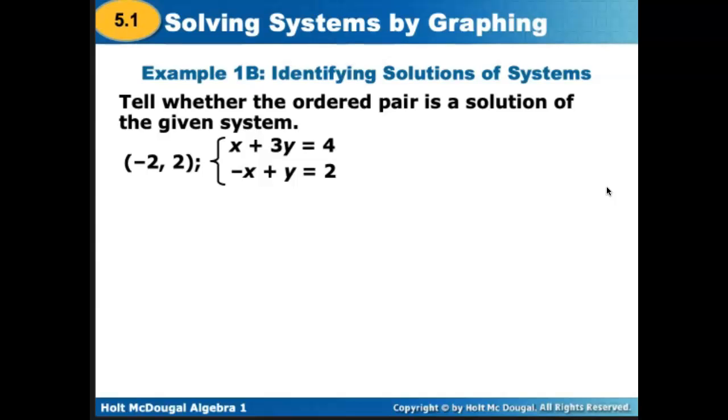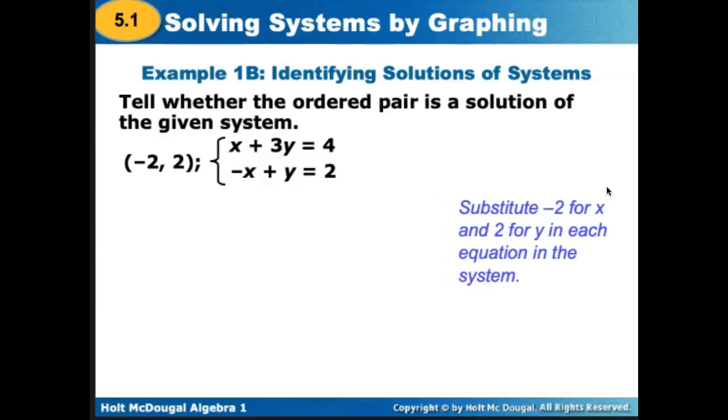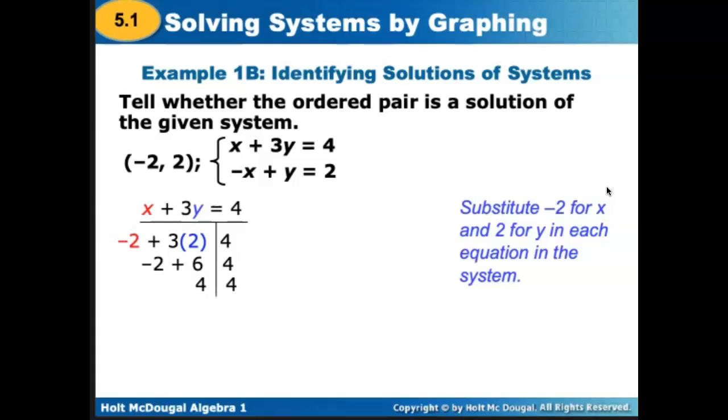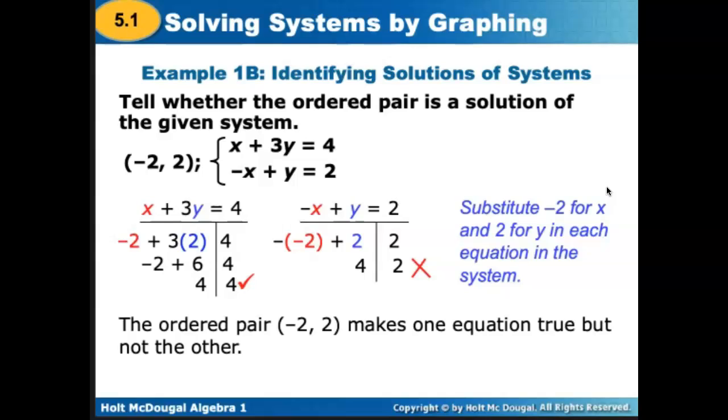So here we're going to try this, (-2, 2). Substituting into the first one, it is true, it works. Substituting into the second one, it does not work. So the ordered pair (-2, 2) makes one equation true and not the other, so it is not a solution of the system.